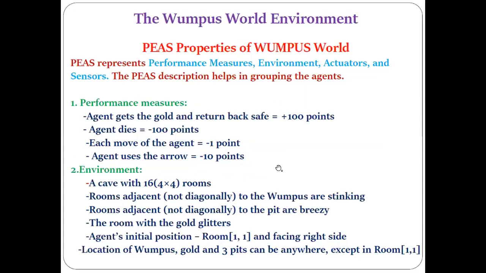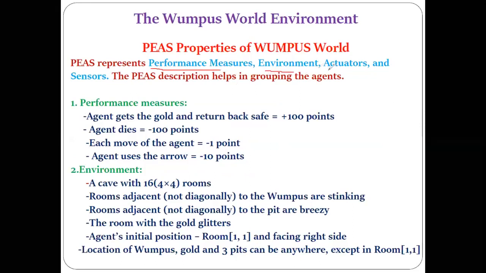Now, the next important question that is always asked in the exam is the PEAS properties of the Wumpus World. Four marks, this question is asked many times: PEAS properties of the Wumpus World environment. What exactly are these PEAS properties that we are going to discuss today? Here PEAS stands for P, the performance measure, E, the environment, A, the actuators, and S, the sensors. That is the reason this property is named the PEAS property. Today we are going to discuss this PEAS property in detail one by one.